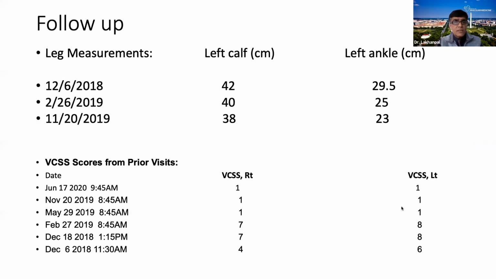So the follow-up leg measurements: the initial presentation was 42 centimeters in the calf and 29.5 in the ankle on the left. After about 10 weeks, he was down to 40 centimeters and 25 in the ankle. And this was almost a year out, in November 2019: his left calf measures 38, his left ankle measures 23. And his VCSS scores improved significantly from 8 on the left and 7 on the right to about 1 bilaterally.